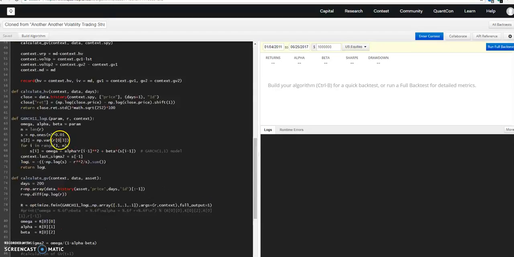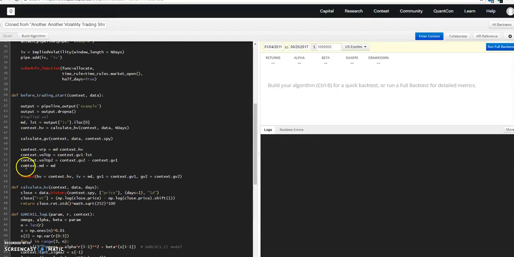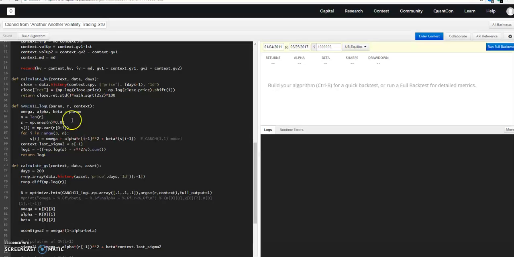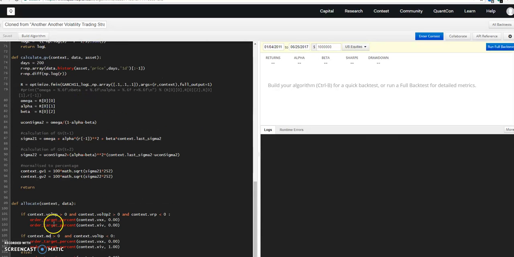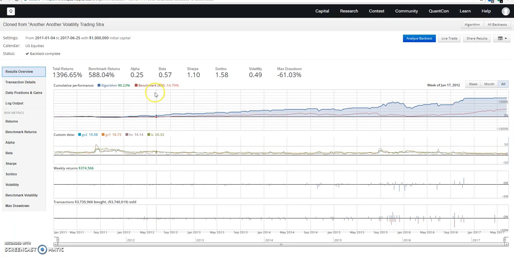Now I've changed some of the code. I added context.iv, which is IV, and then I added it here. So now what we're going to do is, if IV is more than, let's say 15, that's implied vol, we're going to go long. Let's see what happens. Okay, I made a return, not as much, because you're only going long when IV is above 15. So let's try some other stuff.